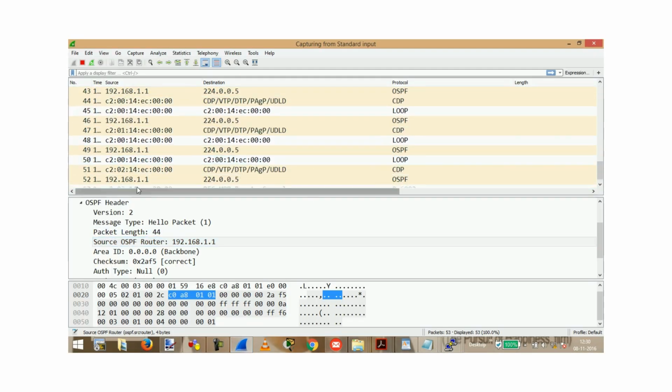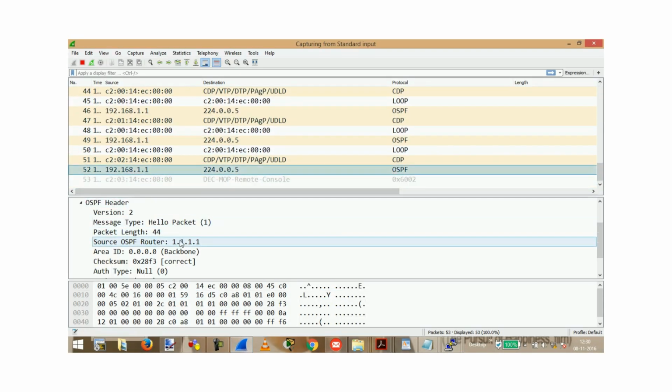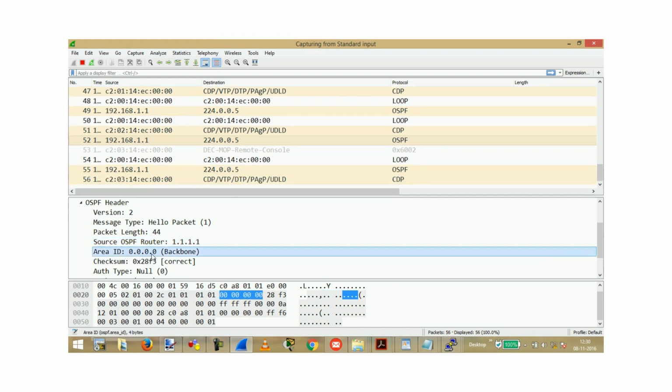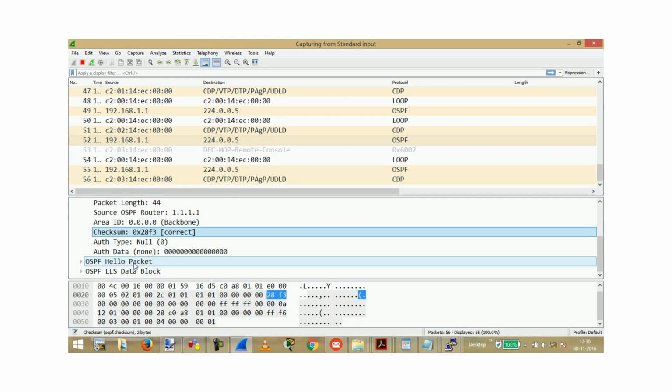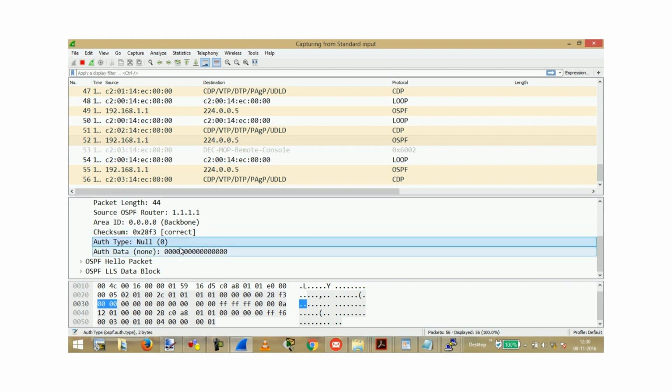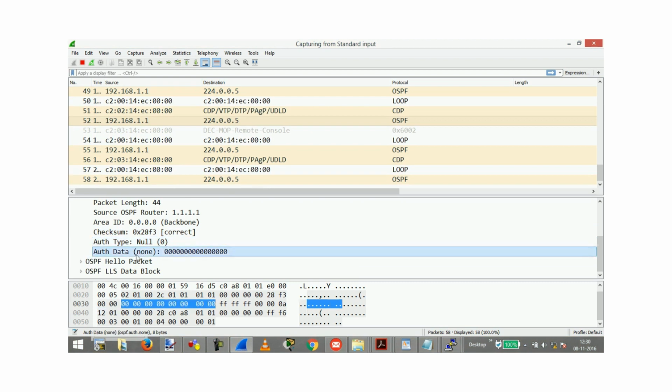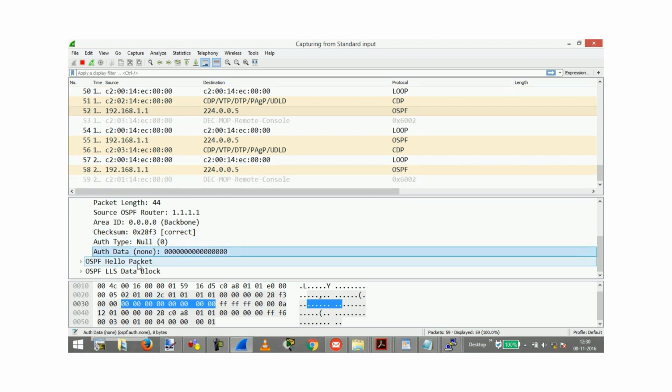For DR election. So I have manually changed the router ID now. And now if I go to this new message, we will see it is saying that my router ID is 1.1.1.1. And you can see which area it belongs to: backbone area. And you can also see some checksum values there for detecting errors within this OSPF packet. And then authentication type is 0, which means authentication is not enabled. And then the data is none because authentication is not there.